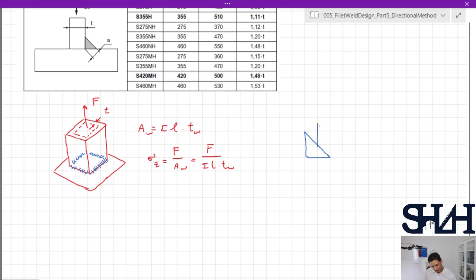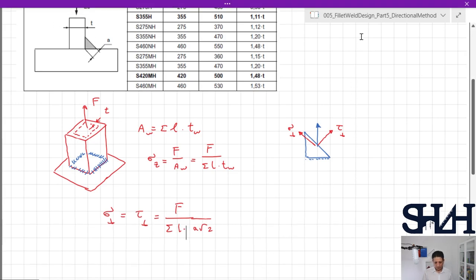And if we sketch the weld, we can assume that it's a tension in this plane applied to this dashed lines, or it's a shear stress in the other face. It doesn't matter, as I explained earlier. Now we have only two components, sigma perpendicular and tau perpendicular. According to what I explained, we just need to rewrite sigma z, and instead of t we can substitute with a. So sigma perpendicular will be the same as tau perpendicular, and it's going to be F divided by sigma L times a times square root of 2. We do not have any other actions, so we just need to apply these two stresses into the given equation.